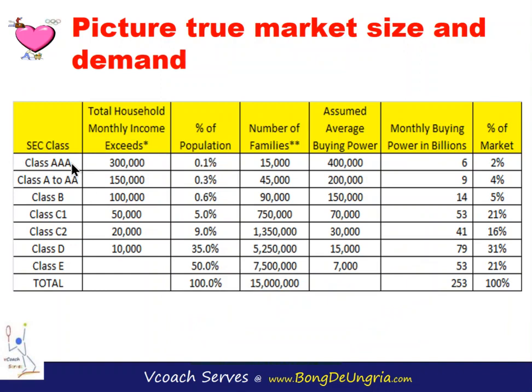And doing all of these mathematical calculations, we can then picture true market size and demand. Okay, so applying all of those, Class AAA earning more than 300,000 a month in the entire Philippines, that's about 15,000 families spending on a monthly basis an average of 400,000 pesos. And multiplying the number of families by the buying power gives you their monthly buying power in billions of pesos. And you can do that with each of the classes to conclude with a total buying power of 253 billion, representing 100%.